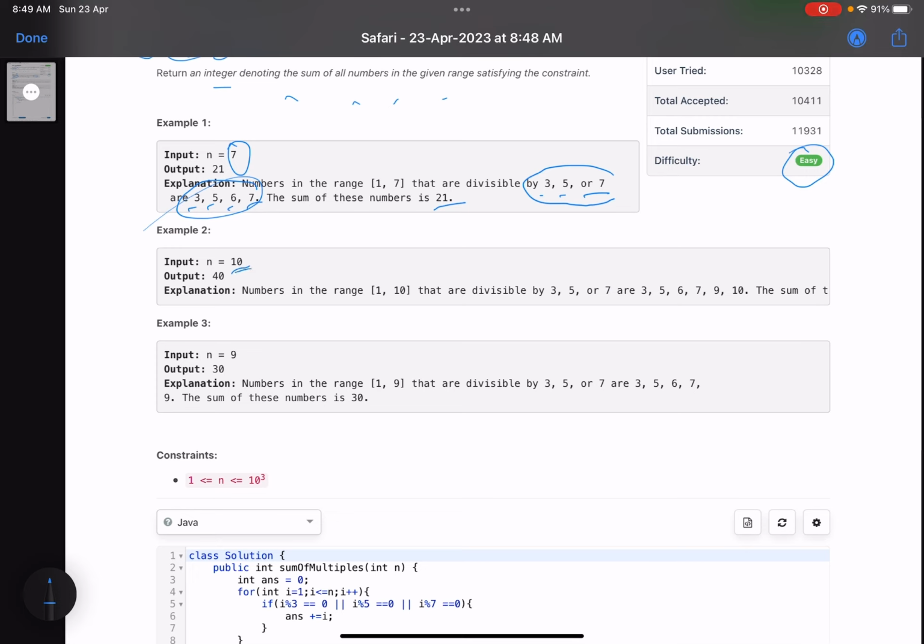Similarly for 10, what are the numbers that are either divisible by 3, 5 or 7? So it's 3, 5, 6, 7, 9, 10, right? So the sum of these numbers will be 40 and so on.